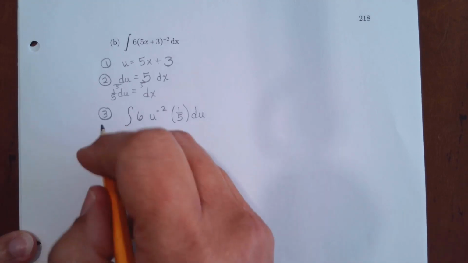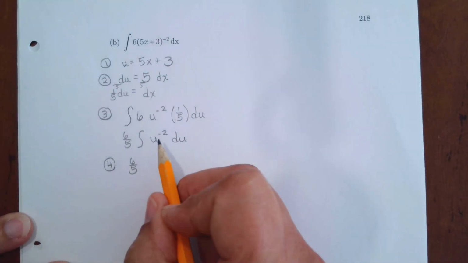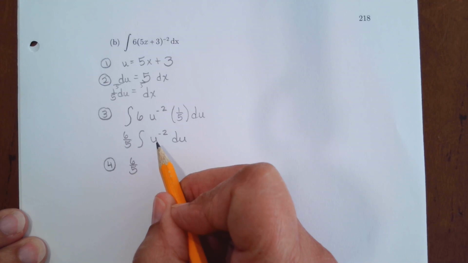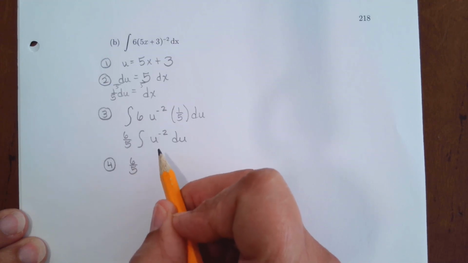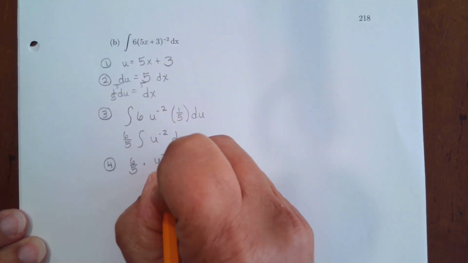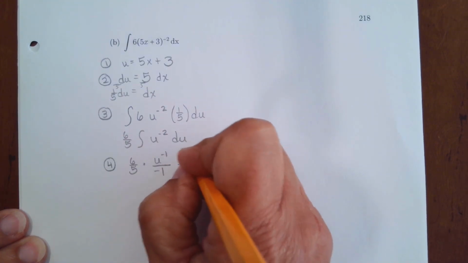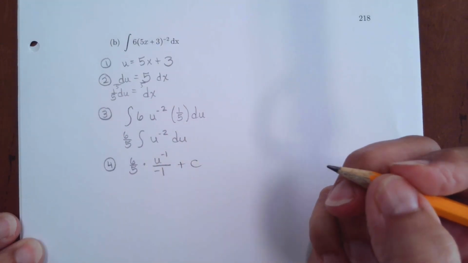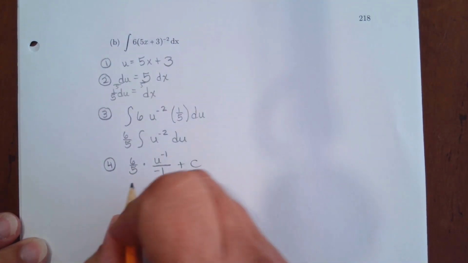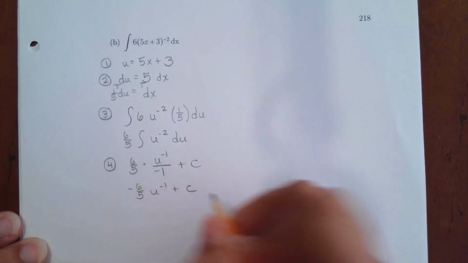All right, so now we're ready to integrate. So 6/5 is going to stay. And now what's the integral of u to the negative 2? For the antiderivative, I would add 1 to the exponent, and that goes in the denominator as well. So if I add 1 to negative 2, I get negative 1, and I get negative 1 in the bottom. And then I would do plus c. All right, so we're going to simplify. So this is negative 6/5 u to the negative 1 plus c.